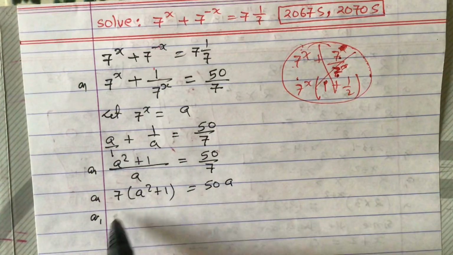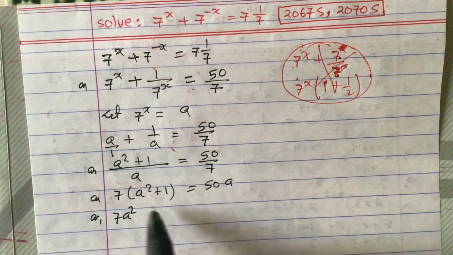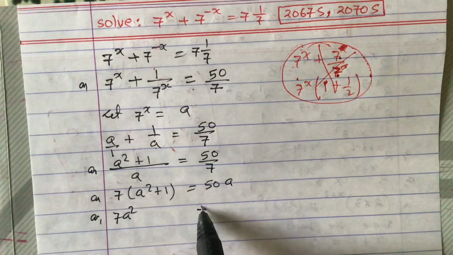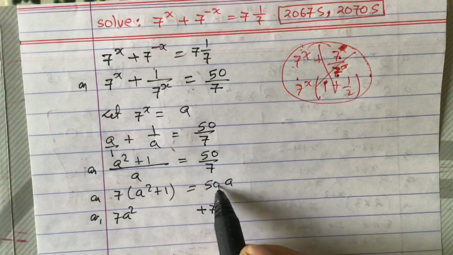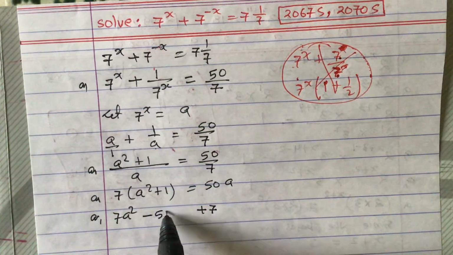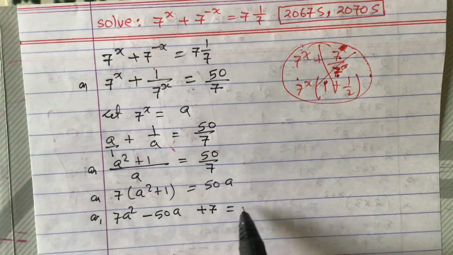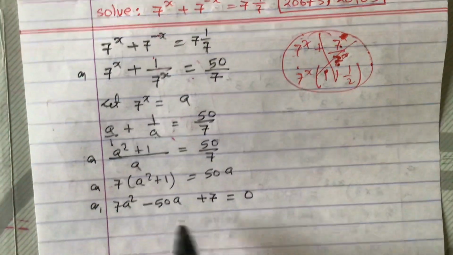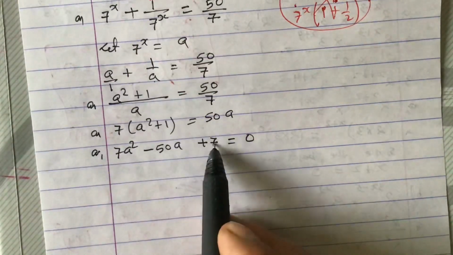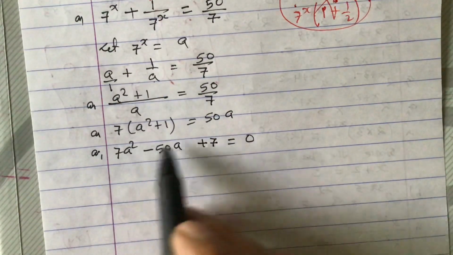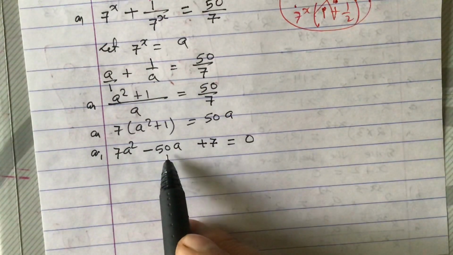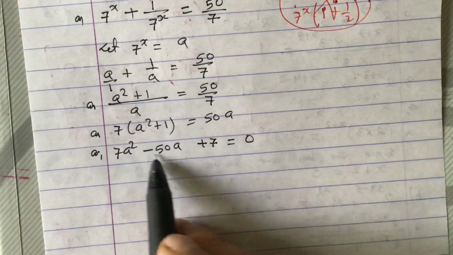So 7 times a square is 7a square, and 7 times 1 is plus 7. This 50a, if you transpose to this side, will be minus 50a, equal to 0. I think you might have understood this one. 7 times a square is 7a square here, and the 50a I am bringing in the middle. Why? Because we have to break the middle term, no?